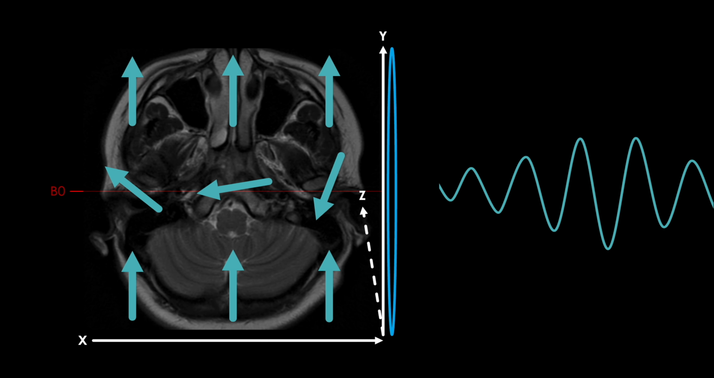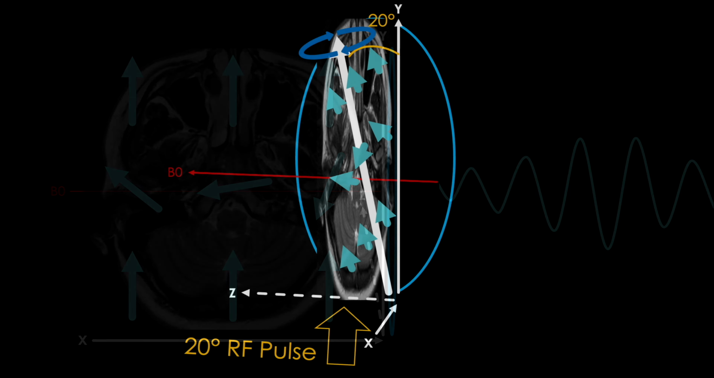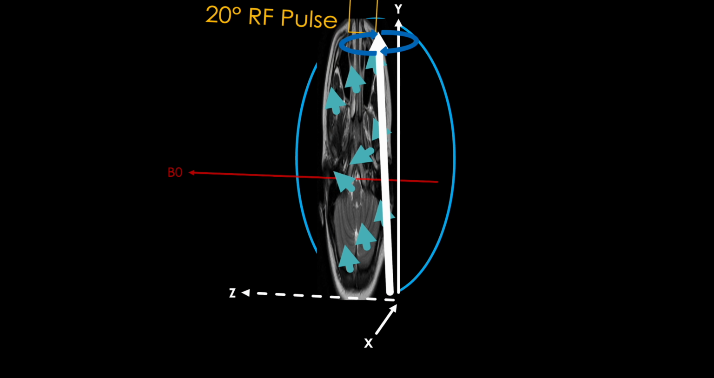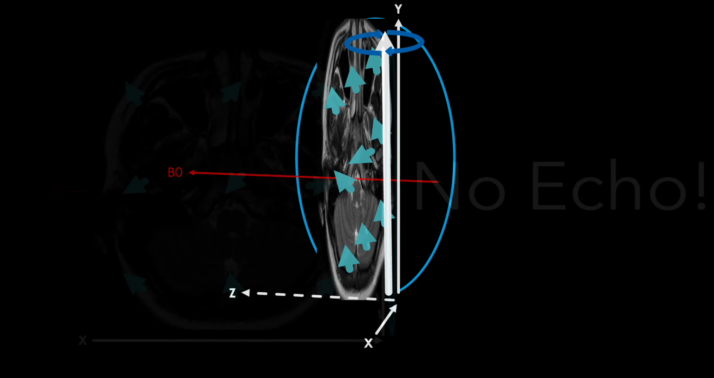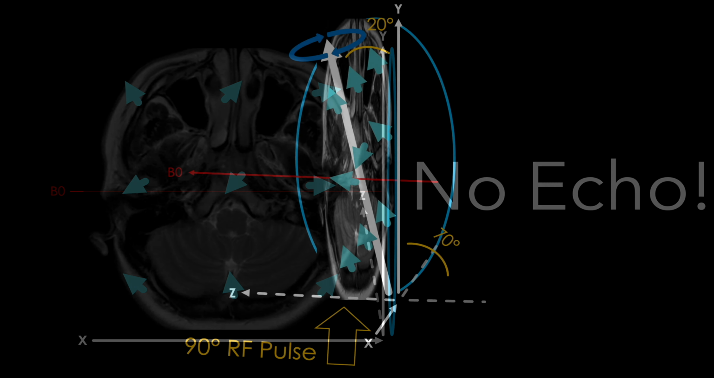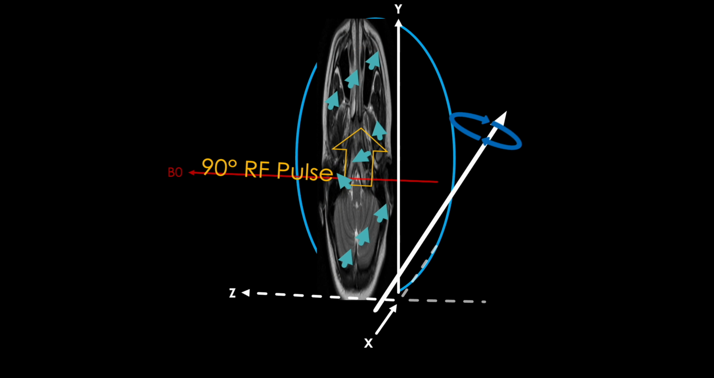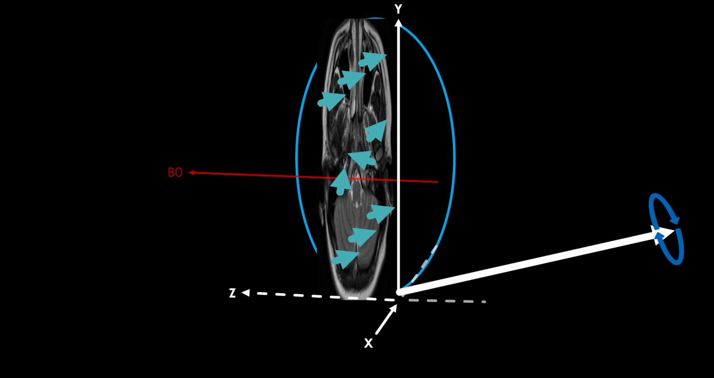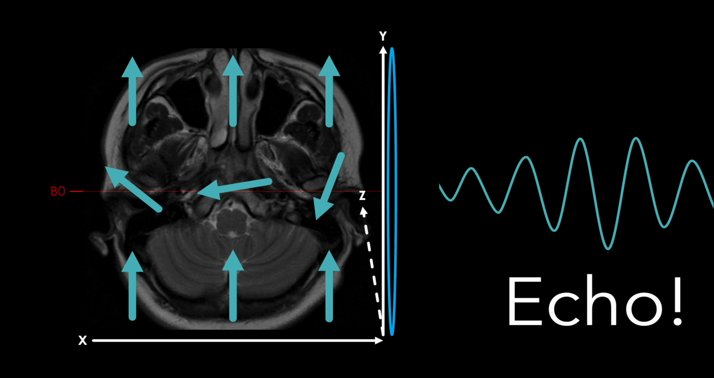So how is this happening? Why did this situation, where we applied a small 20-degree second RF pulse, result in further dephasing and no echo, while the situation where we applied a larger 90-degree pulse resulted in a rephasing of the signal in the form of this echo? There has to be something profound happening between these two instances.